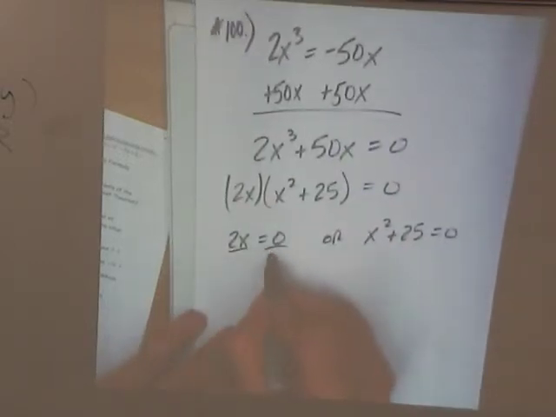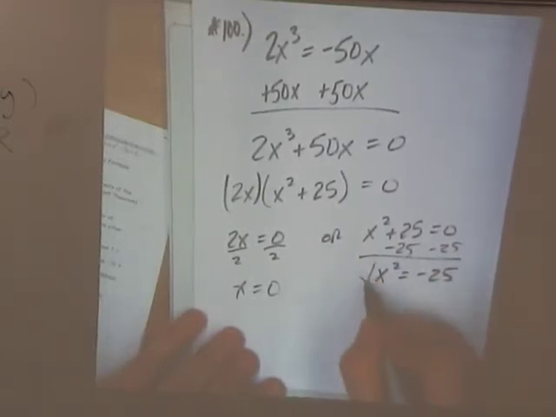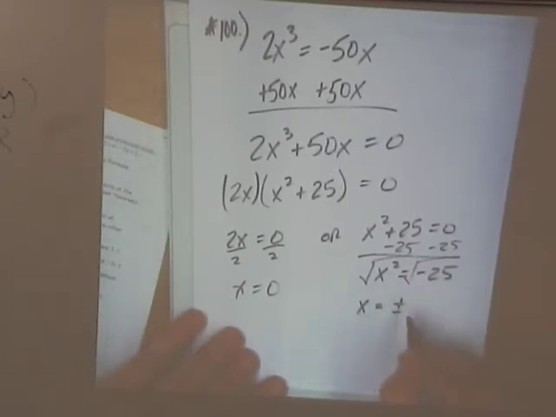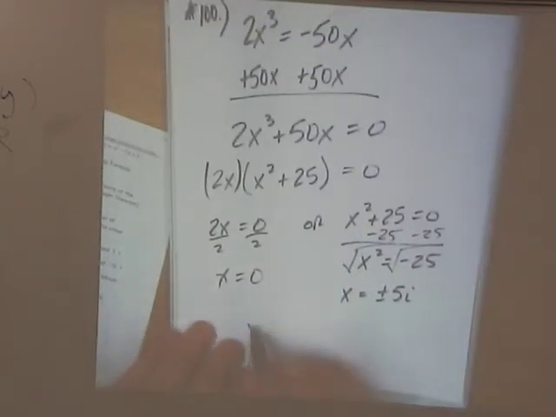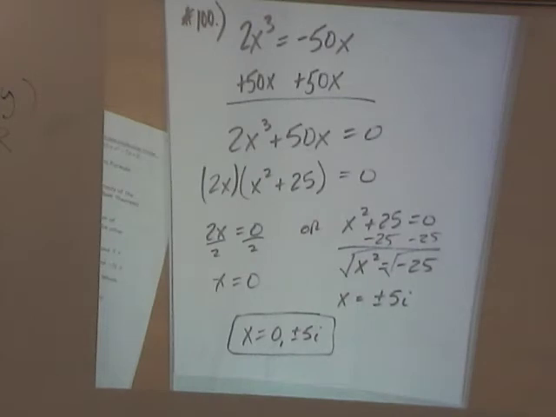So here, x would equal 0. Square root both sides. X would equal plus or minus 5i, right? Questions?